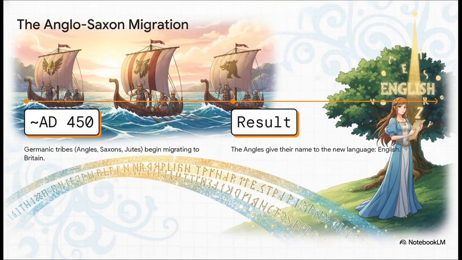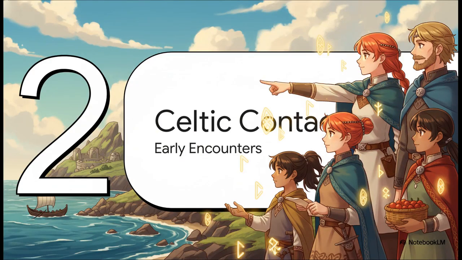And this timeline here really paints the picture. We're talking way back, around 450 AD. You had these three main tribes, the Angles, the Saxons, and the Jutes. They started sailing over from what we now call northern Germany and Denmark. They landed in Britain and settled down. And their language? Well, that was the seed that grew into English. And get this, the name English itself comes straight from the Angles. Kind of cool, right? But Britain wasn't some empty island waiting for them.